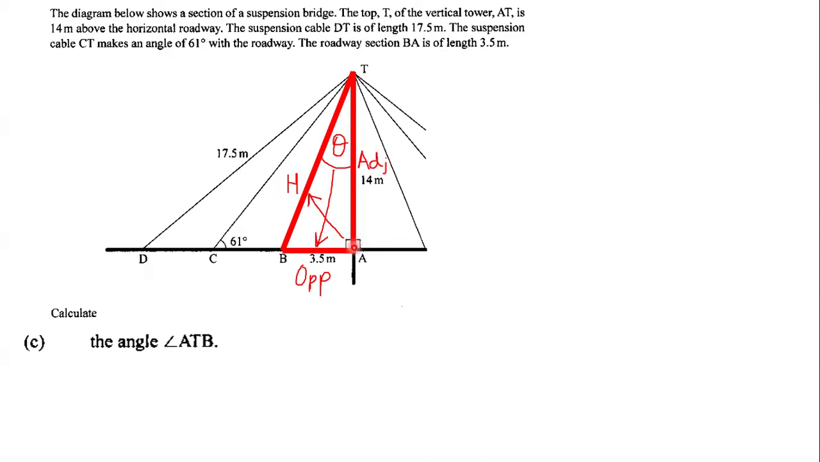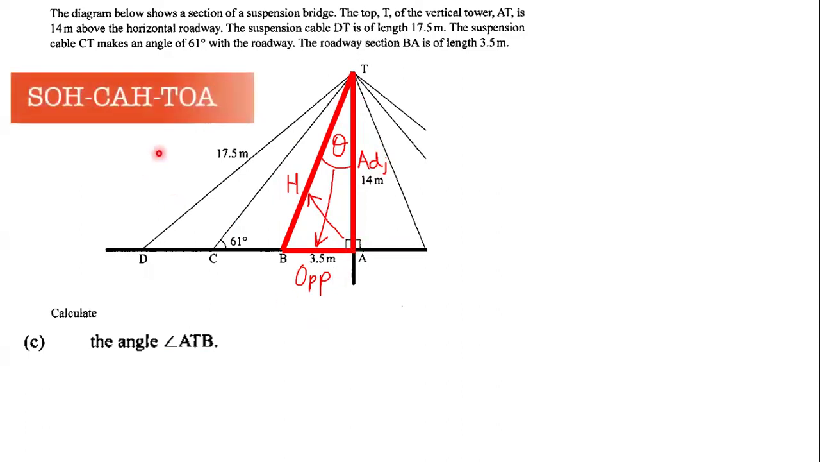And so we have to use one of the trig ratios. But remember, we're trying to find the angle. Now, what sides do we have? Well, we have the opposite, that's 3.5 meters. And we have the adjacent, that's 14 meters. So we have the opposite and the adjacent. And so that means that we have to use tangent. We have to use tan of theta because tan of theta incorporates both of those sides.